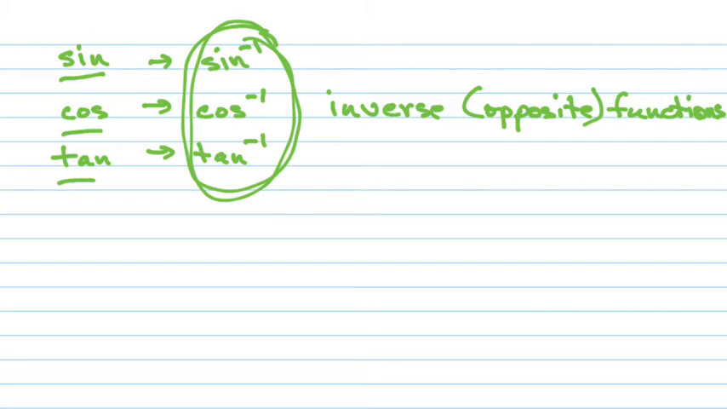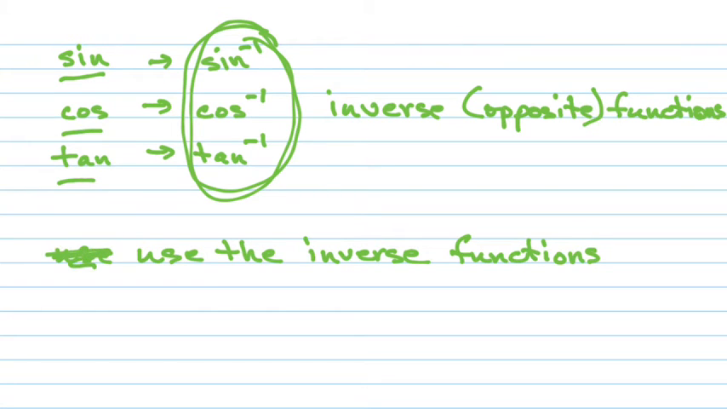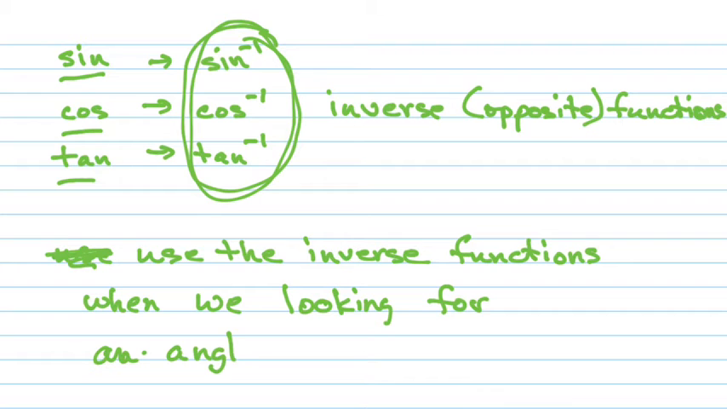The why we're doing this, okay, is because we use the inverse functions when we are looking for an angle. So last time we used the angle to help us find the sides. This time we're going to use the sides to find the angle. Because we know we can use the angle and one side to find the other side, by default, you must be able to use the two sides to find the angle between them. But in order to do that, we have to use the inverse functions.